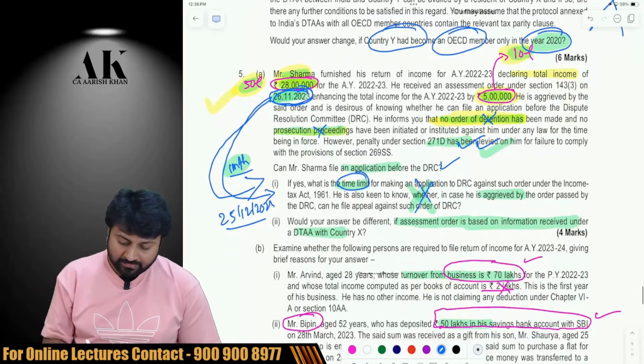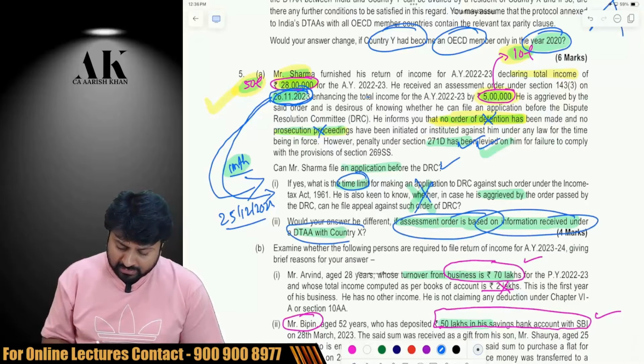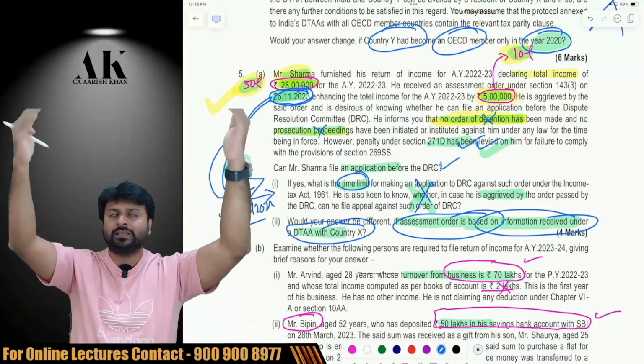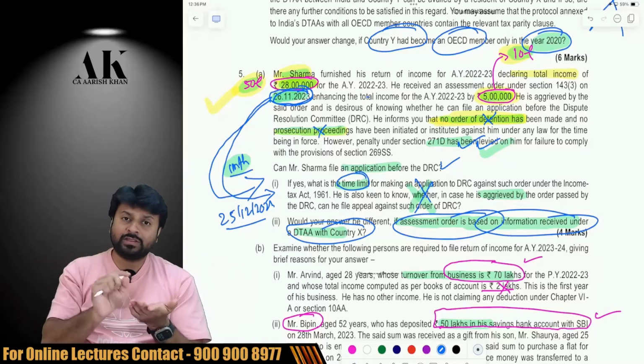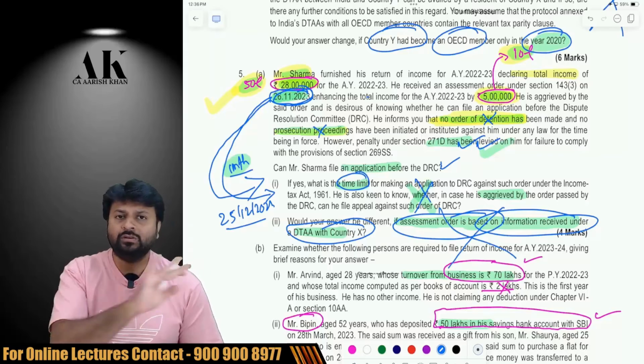Last but not least, if the assessment order which is passed over here is based on the information received under a DTAA with country X. So if India has a DTAA with country X and AO has received some information under section 90 and 90A under DTAA, and based on that the AO has passed an order, then it is not possible to go to what? DRC. Then you cannot go to DRC.